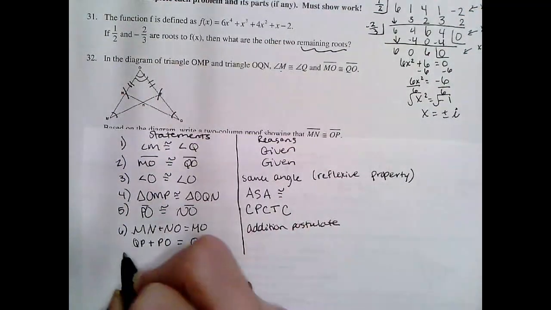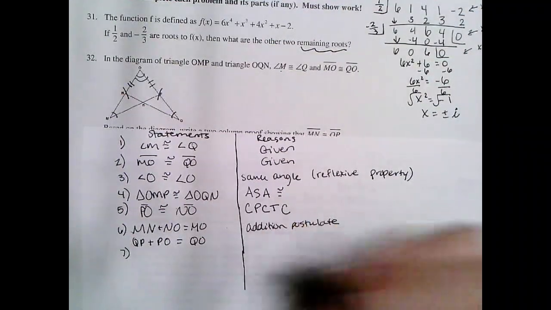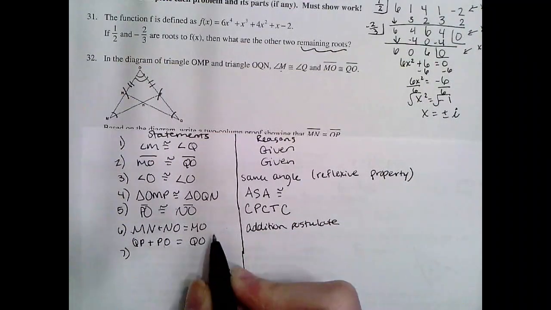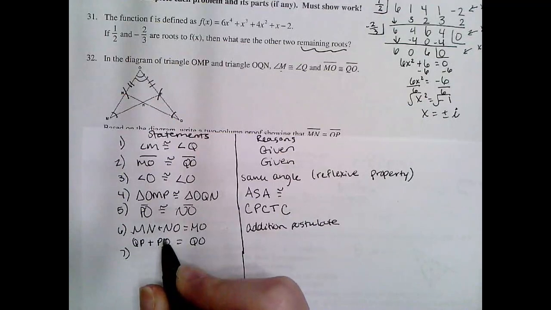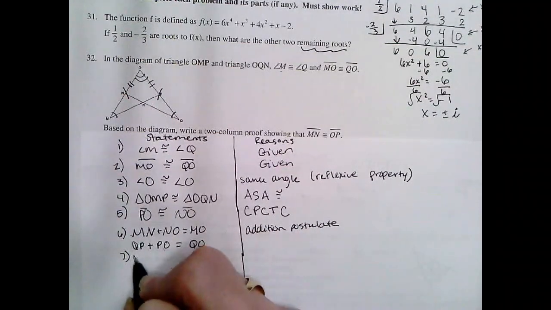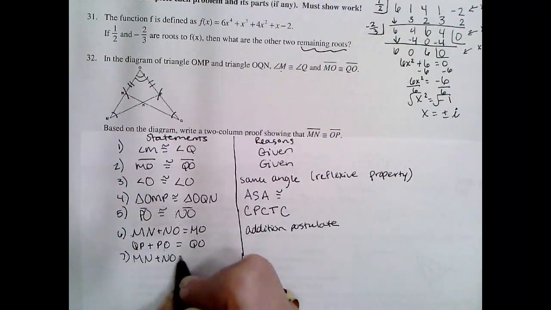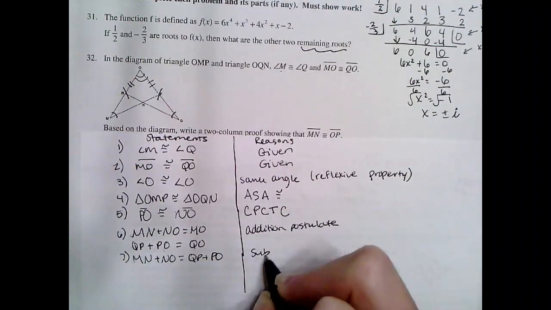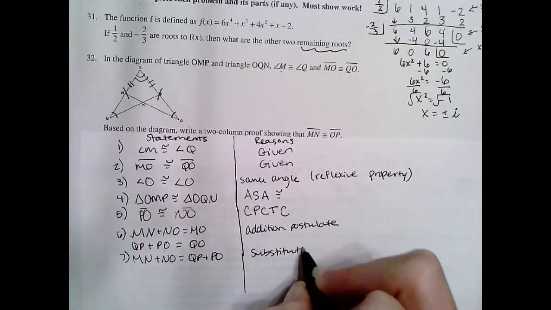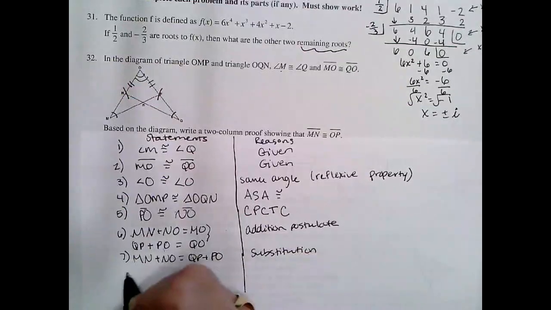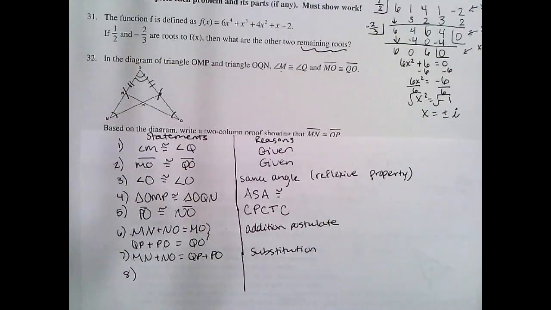Okay, so if that is true, then we can substitute our corresponding parts into our equations. We can set these equal, right? If MO equals QO, then we can set these equal to each other. So MN plus NO equals QP plus PO, and that is just substitution. I'm taking out the MO and QO part, and I'm substituting the other side lengths in.